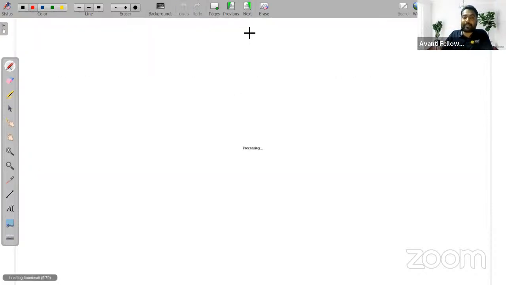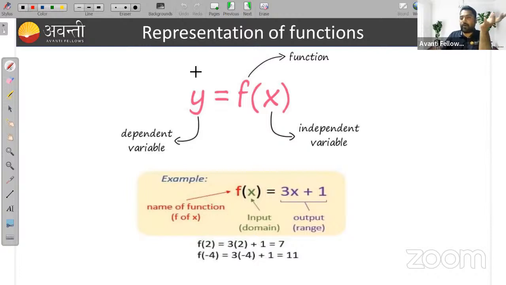Let's see next how it is represented. You have already studied this topic in school also. Suppose I am taking a function y equals f of x. Here x is my input and y is my output. So x is called the independent variable and y is called the dependent variable. Why is it called independent and why dependent? Because the value of y always depends upon x. That's why x is independent and y is dependent, and f is my function.